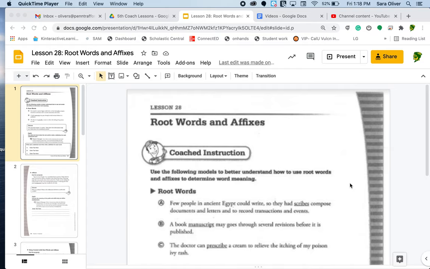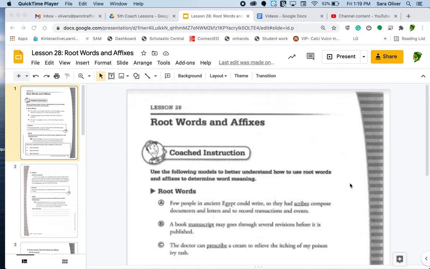Miss Oliver here. I'm going to go over our PSSA lesson 28, which is on root words and affixes. Root words are the small word within a larger word, and an affix can be one of two things. It can be a prefix, which happens before the root word, or it can be a suffix, which happens at the end of a root word.